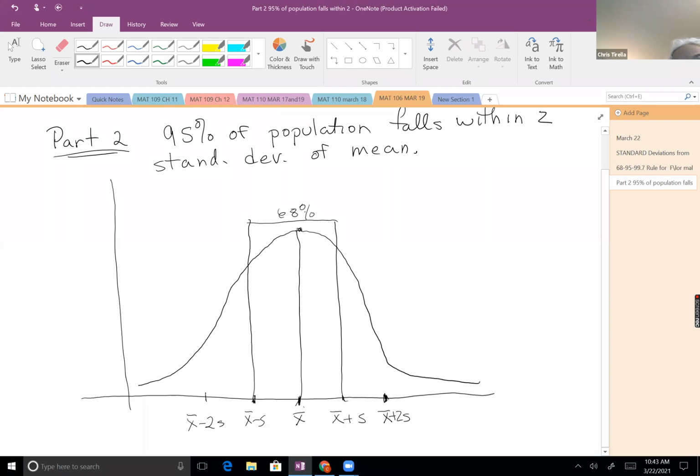So there's my 68%. If I go 1 standard deviation further, that's going to give me 95%. And it makes sense that because these two are kind of higher up, they would have a higher percentage. And so that's in theory.